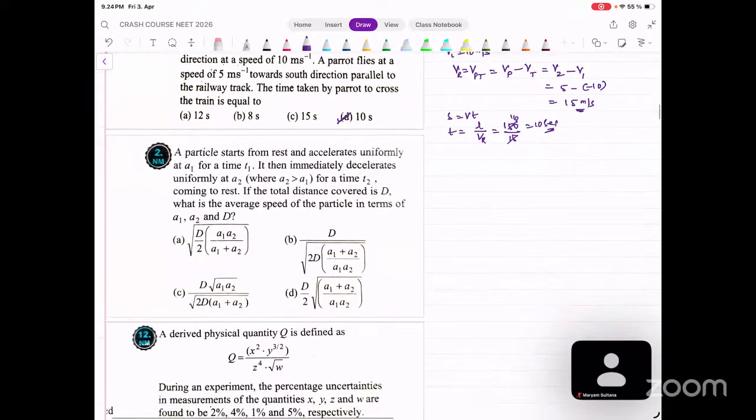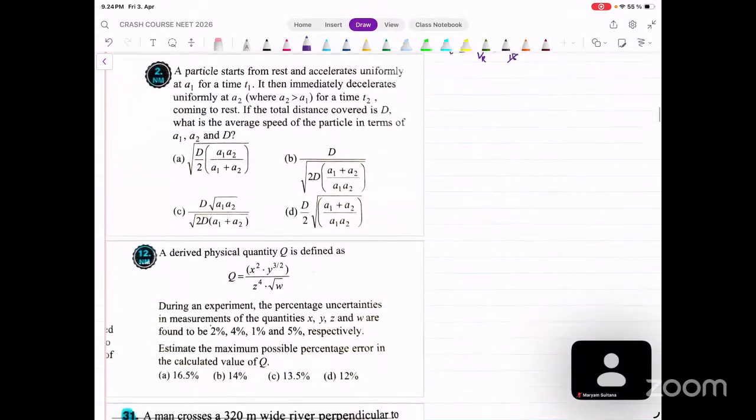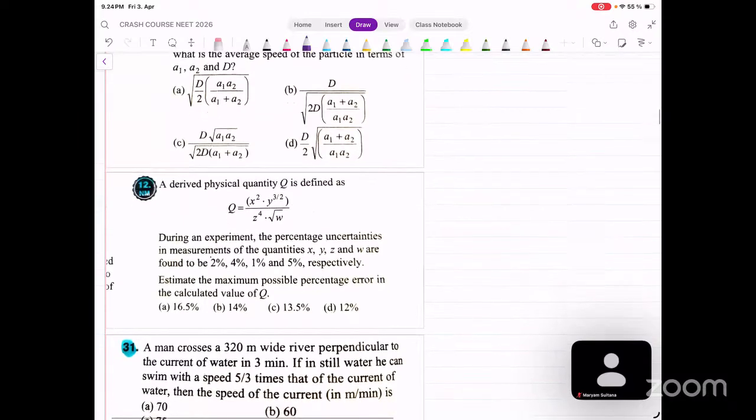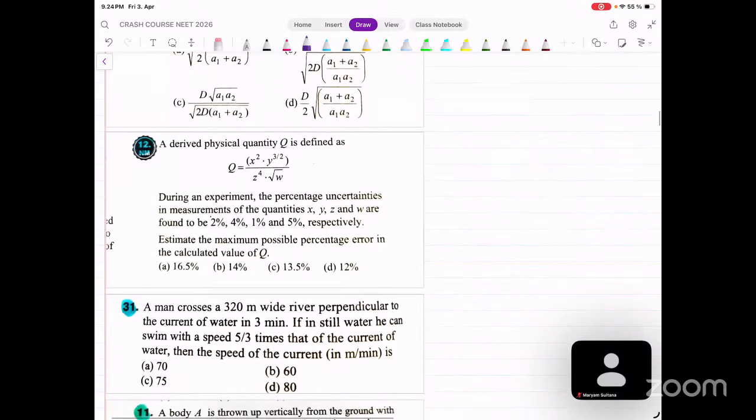Okay, the next one is also a lengthy question, beta. Let us try to go for this next question. Look at the 12th one once. I hope everyone can do the 12th one. Come on, try once.